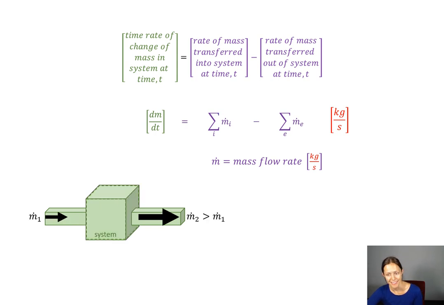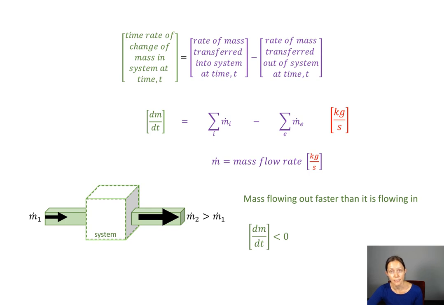Let's look at the opposite. Let's say that the mass is flowing out, m dot 2 is bigger than m dot 1, so the mass is flowing out faster than it's flowing in. Well, then you'll see that system start to empty over time. And in that case, that dm/dt term is going to be a negative term.